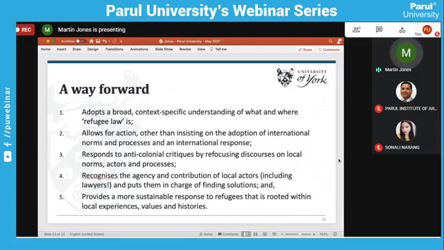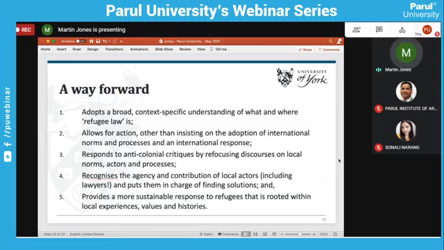It's a way forward that allows for action other than simply insisting repeatedly on the adoption of international norms and processes and an international response. The solution to refugees in Aceh is recognizing and working within that particular legal framework, their understanding of their obligations, and making sure they understand how their obligations as operated under the Adat Laut, or Hukum Adat Laut, the customary law of the sea, align with international refugee law.